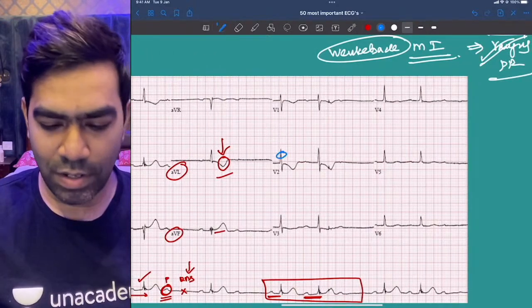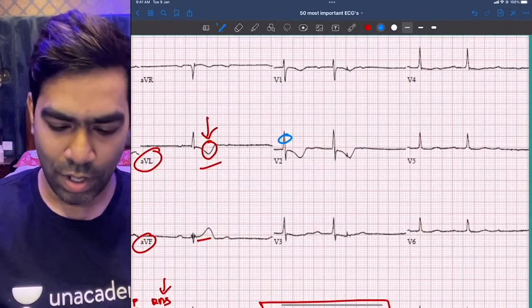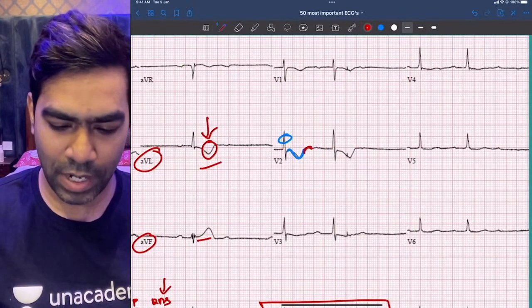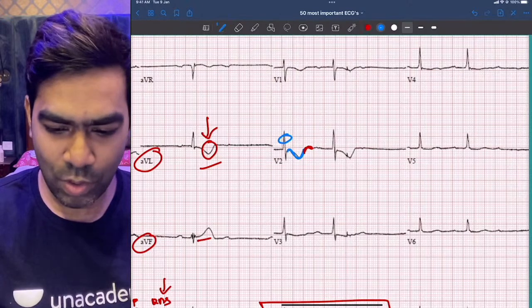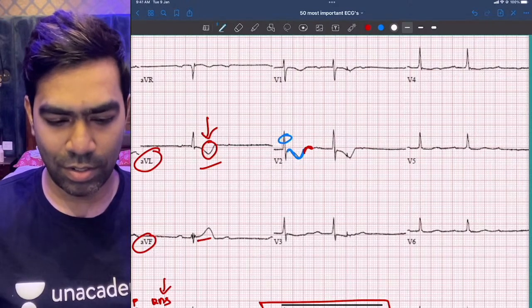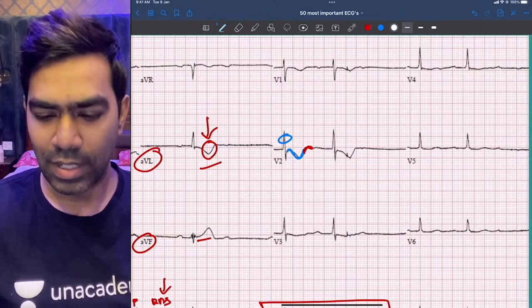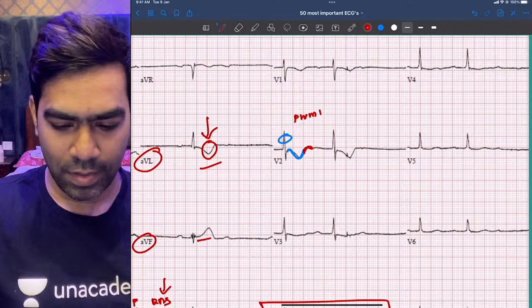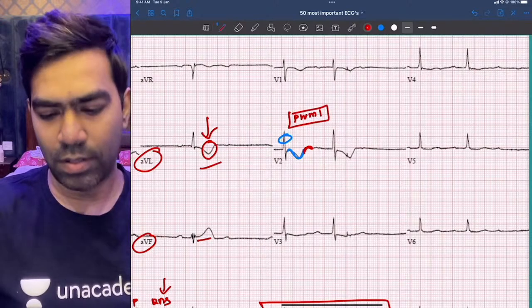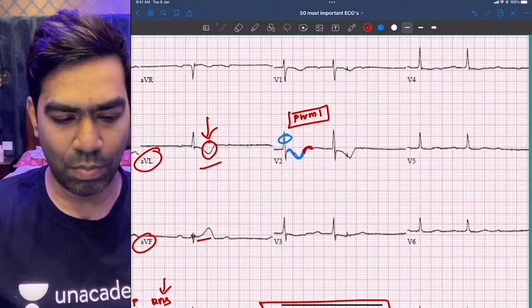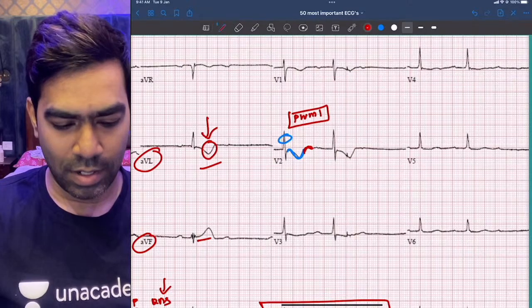A tall R wave in lead V1 or V2, along with that characteristic ST segment depression, along with an upright T wave. So what is this going towards? You should be easily able to answer, isn't it? This is, of course, going towards a posterior wall myocardial infarction. So this patient is probably having an infero-posterior myocardial infarction.